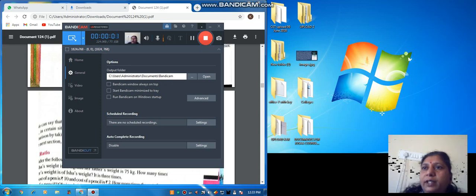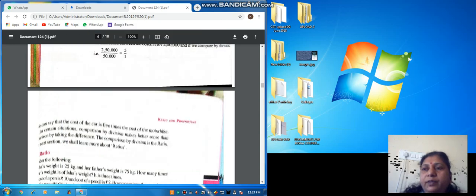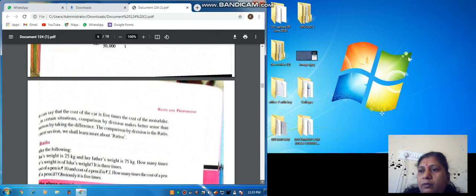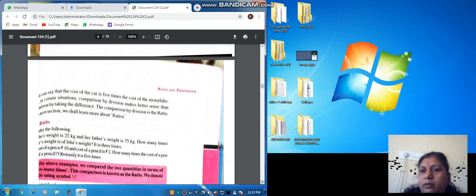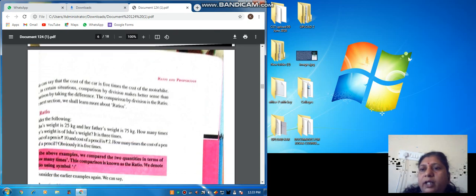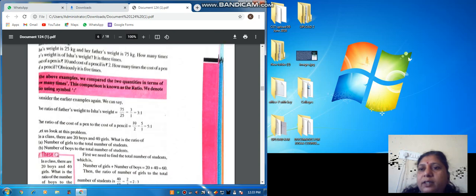So we have already started the revision of ratio, right? So let's see the definition of ratio. We compare two quantities in terms of how many times. The comparison is known as ratio. We denote it by these two dots. Okay, so let's start the next one.